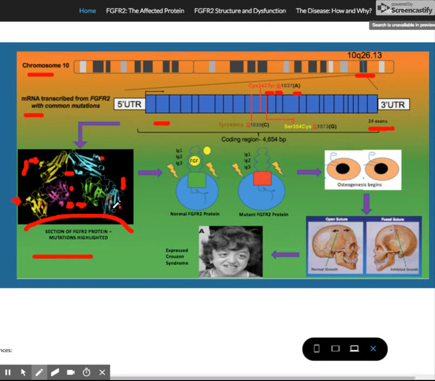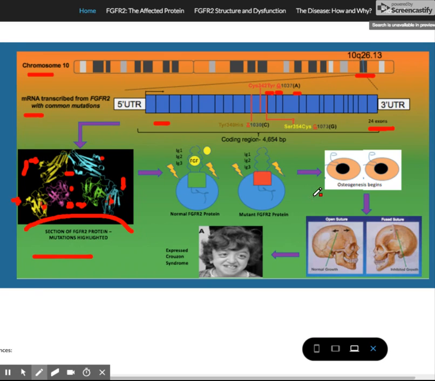You can see the spheres here and here, and these indicate disulfide bonds. I've highlighted in red the mutations, and you can see that these mutations are very near the disulfide bond, and even right on the disulfide bond, which will be important to keep in mind as you explore why these mutations affect function.